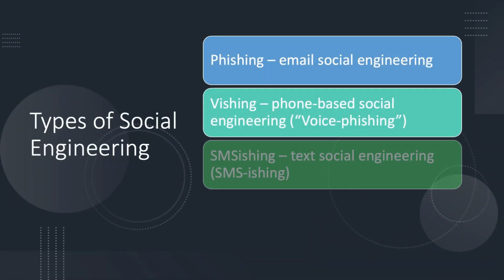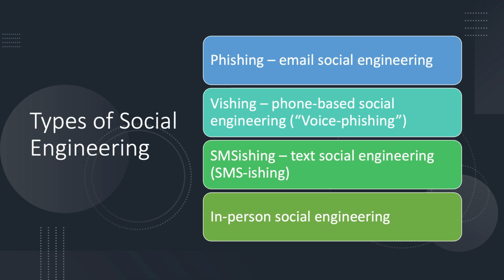The four main types of social engineering are going to be phishing, which hopefully you're aware of, social engineering through emails. But there's also vishing, which is social engineering through phone calls. There's smishing, which is short message service, SMS text messaging, phishing through text messaging. And then lastly, but probably most scary, is in-person social engineering. That's where a bad guy actually goes on site and attempts to trick you into giving out information.